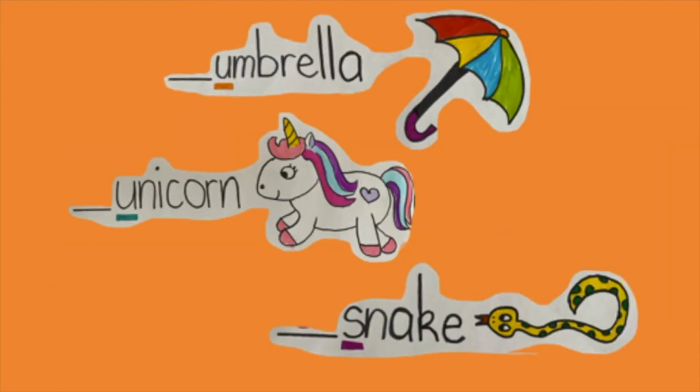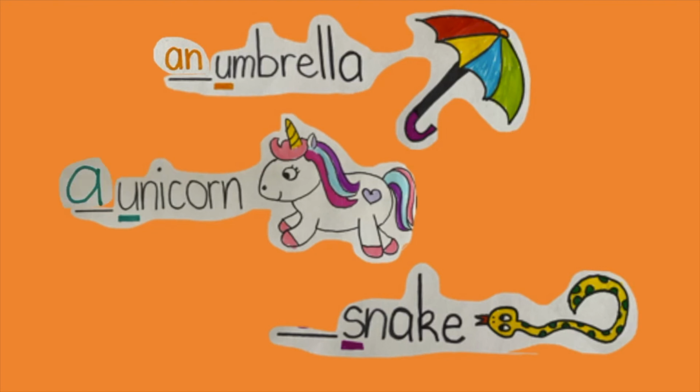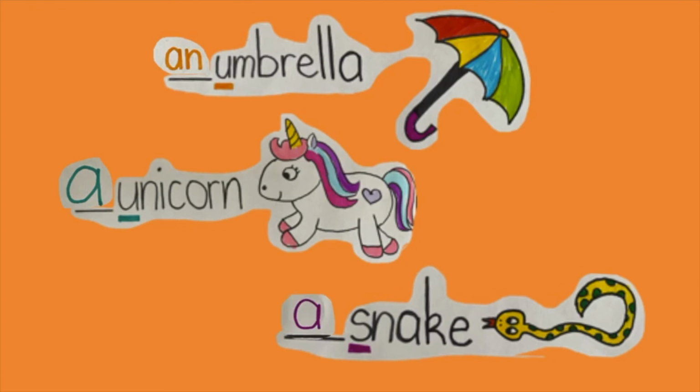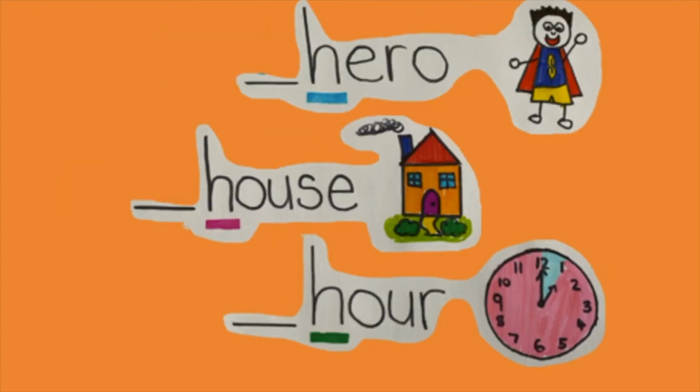Let's do a few more practices. Umbrella. A. An umbrella. Unicorn. Y. A unicorn. Snake. S. A snake. Hero. H. A hero. House. H. A house. Hour.